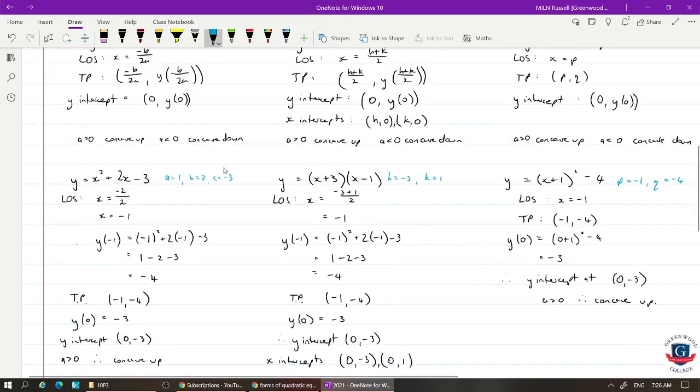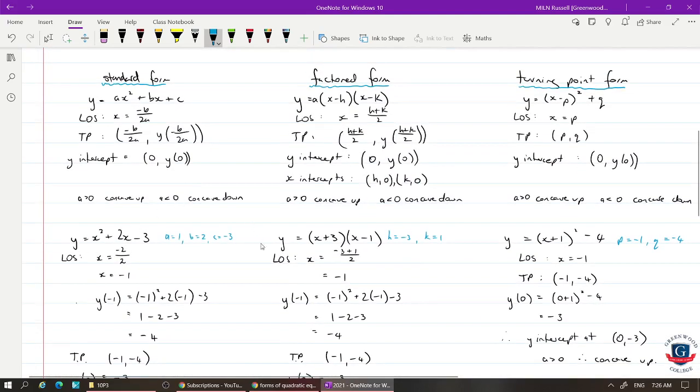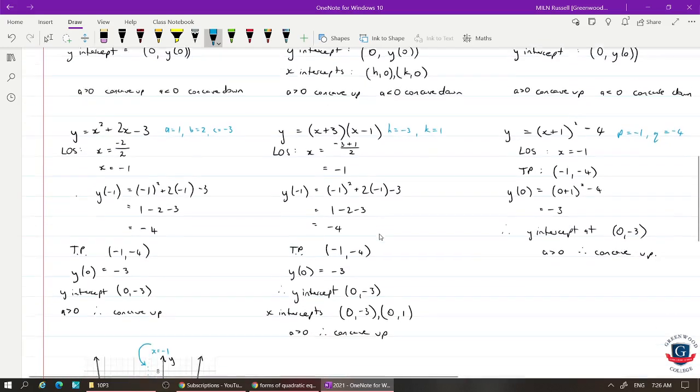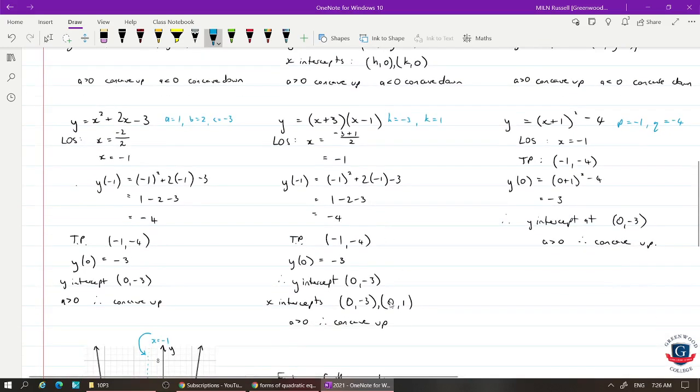Now, what you can see is that all three of these equations, well, this will simplify to that, and this will simplify to that. It's the same graph. It's just written in different ways. And each of the different ways of writing it can find the same information with a little bit more work.